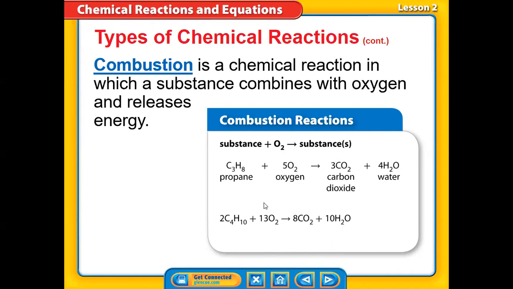So for example, to clarify the idea, how could I differentiate between a synthesis reaction and a combustion reaction? Because in a synthesis reaction, some elements also combine with oxygen. So how could I know the difference? Look with me, I'm going to clarify. For example, if Fe is reacting with O2, it produces 2FeO.